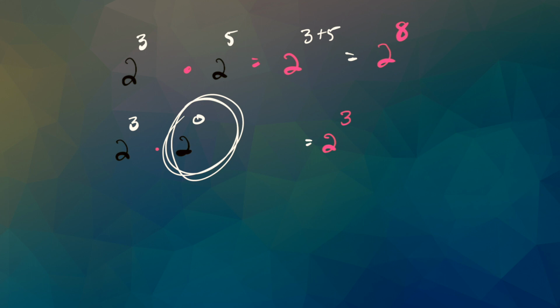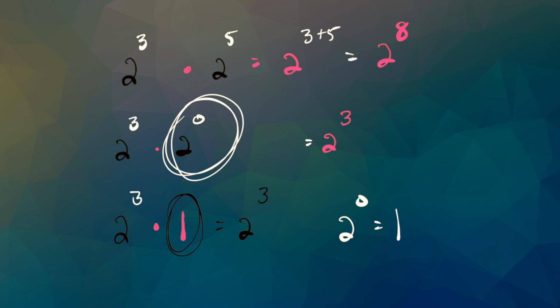What number do you multiply things by that it always gives you back the thing you were multiplying? Hopefully you're saying to yourself, oh, well, that number must be 1. The only number I could multiply 2 to the 3rd by to get back 2 to the 3rd would be 1 itself. And this is why, not just for 2 to the 0th power, but anything to the 0 power, we say that it's equal to 1.